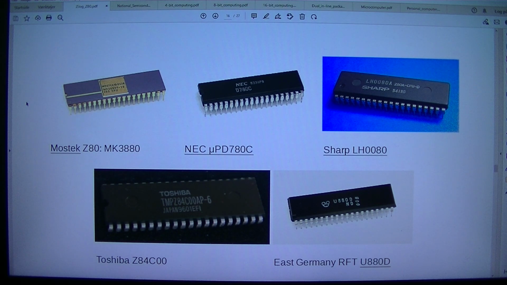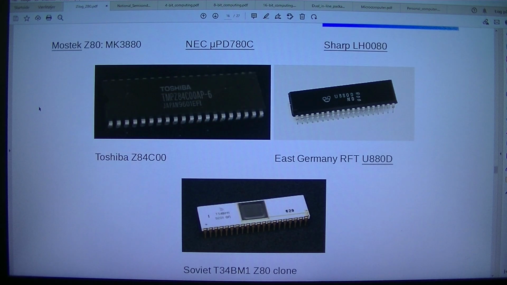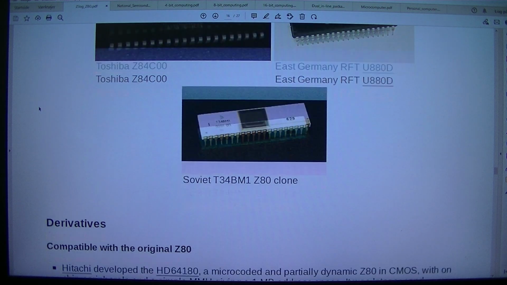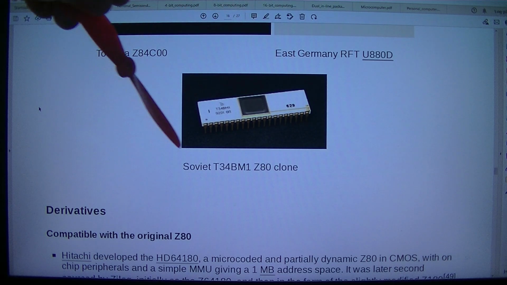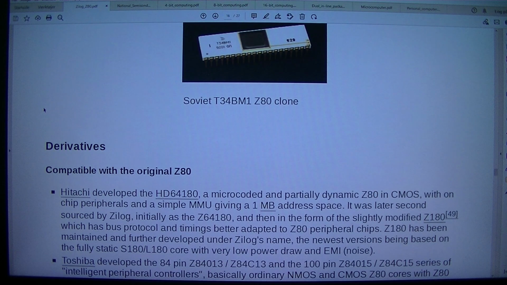U880D. Soviet T-34BM1, a Z80 clone. Derivatives. Compatible with the original Z80, Hitachi developed the HD64180.